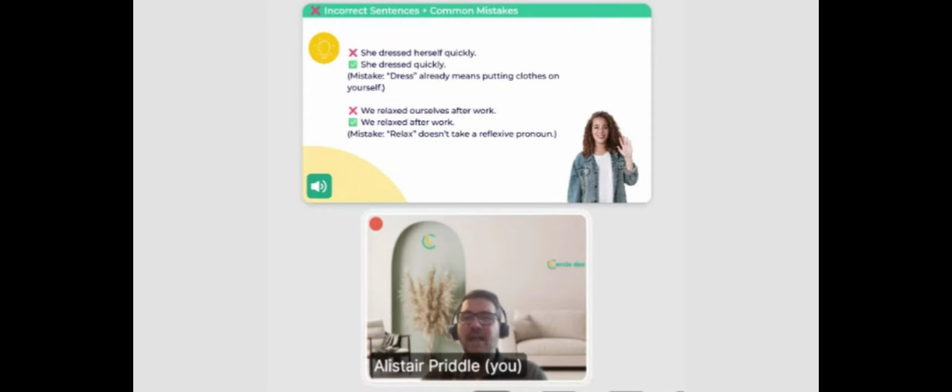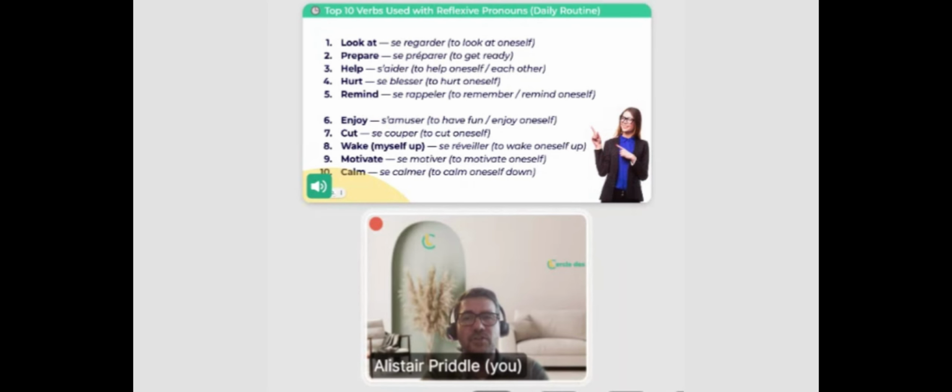We relaxed ourselves after work. This is not natural either. We say we relaxed after work. The mistake is relax doesn't take a reflexive pronoun. Okay, so we've looked at a variety of common mistakes and correct versions.